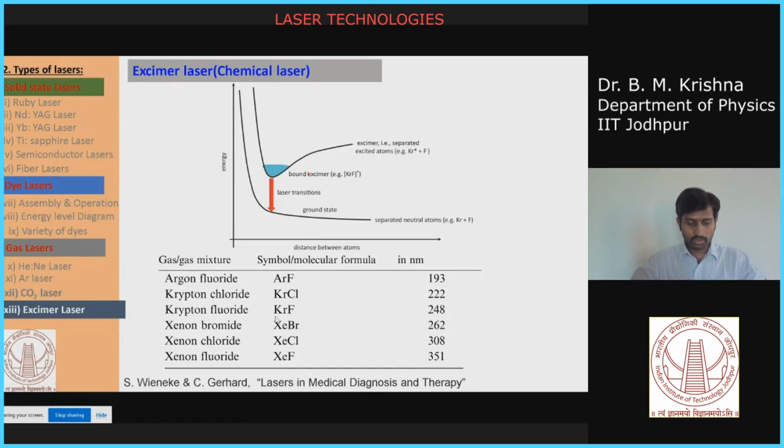Now there are many other atoms or molecules that can be used as an Excimer laser. For example, argon fluoride, krypton fluoride, krypton chloride, xenon bromide, xenon chloride, xenon fluoride. These all form Excimers, and you can see the wavelength range. These are all different atoms, not the same atoms. If you want the same atoms, you can have argon, so argon Excimers, Ar2. These wavelengths will be much shorter, which can give you even shorter wavelengths.